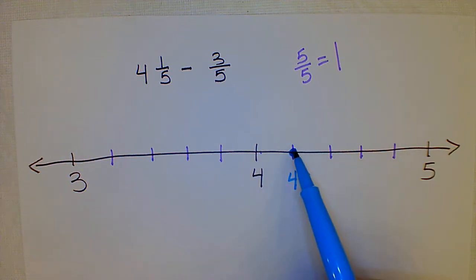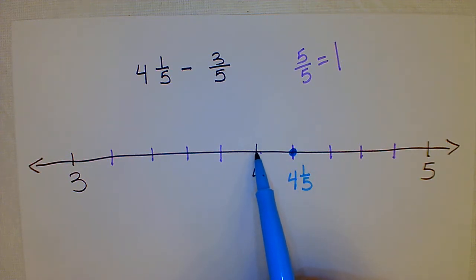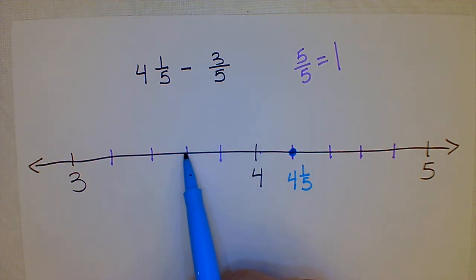So let's just really easily first show it on the number line. I have to go down 3/5, so I'm going to go down 1/5, which gets me to the 4. And then I'm going to go down 2 more fifths. 1, 2. And I'm going to mark it right here.